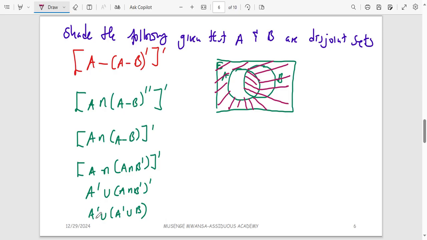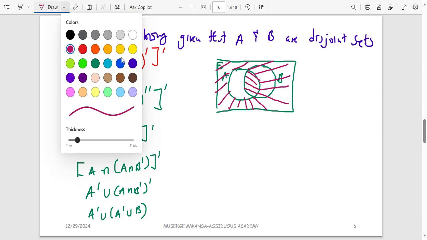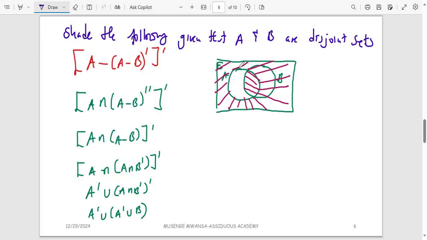Now, where is it intersecting with A complement? So if I shade A complement, say I put it in blue with these dots, A complement will just be here. This is A complement. So can you see that where the red lines are intersecting with the blue shading is actually just A complement. So therefore, the final answer here is just A complement. But then the problem is for this question, I have been told that A and B are disjoint sets. So this is not going to be the answer, and this is not going to be the simplification.